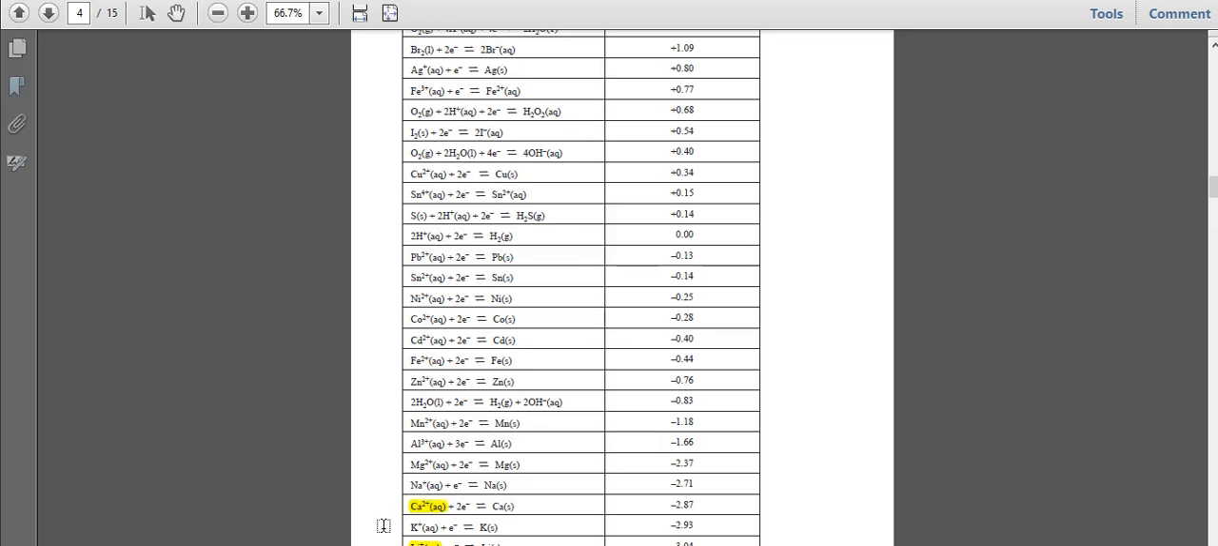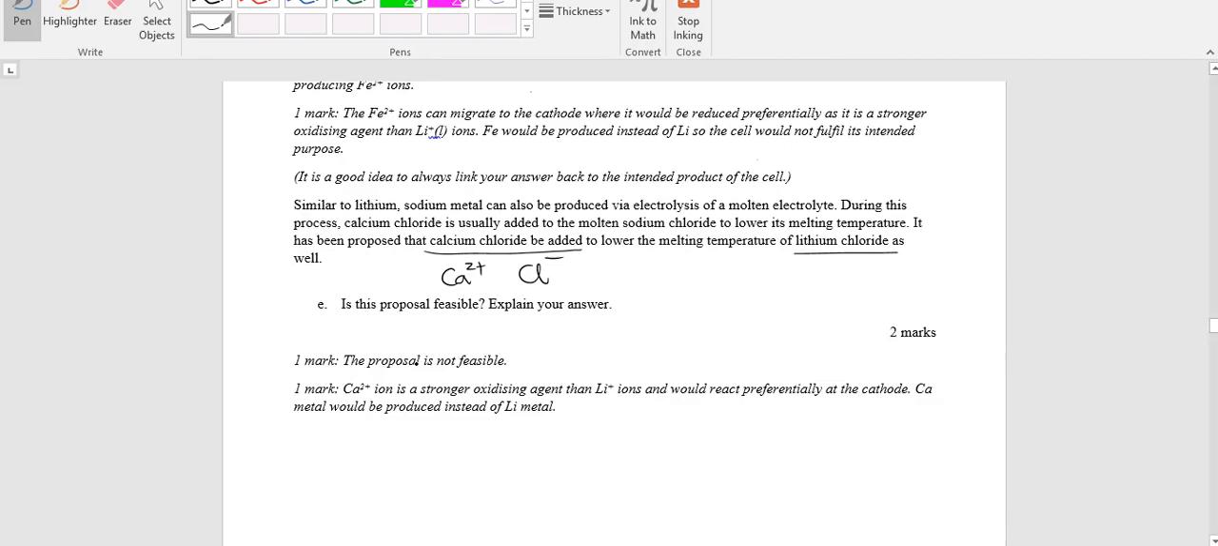And yes, calcium ion is a stronger oxidizing agent than lithium ions, and if you have calcium ions present, it would produce calcium at the cathode instead of lithium, and that is going to interfere with the cell. So this proposal is not feasible because calcium ion is a stronger oxidizing agent than lithium ions.